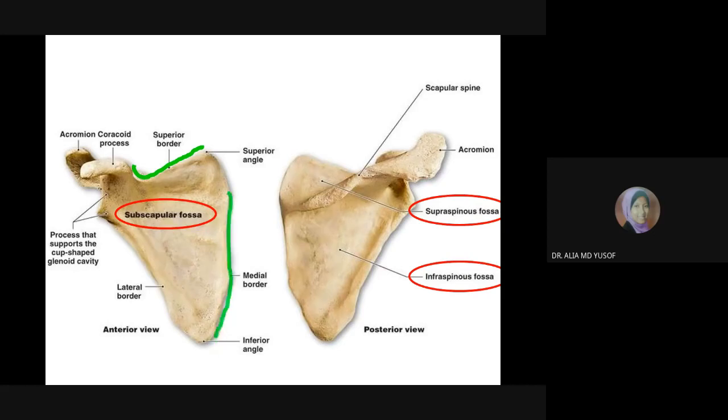So this is the superior border. From the scapular notch, it goes up the superior border to the top, where it becomes the superior angle, and goes down the hill to become the medial border until the inferior angle, and then goes up the hill again to become the lateral border, and then you will meet the glenoid cavity. Okay, right, I think that's it.